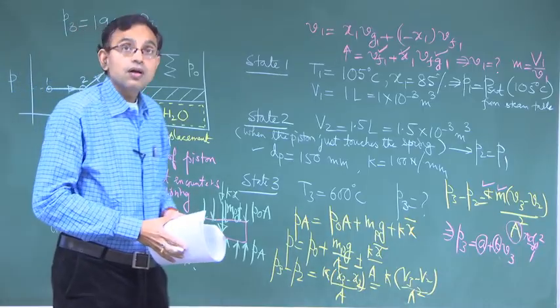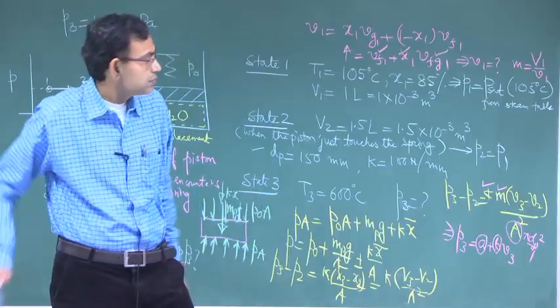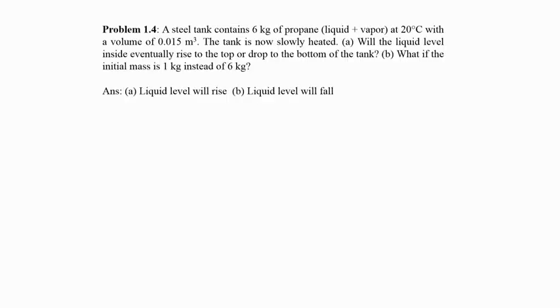So, we will go to the next problem, problem 1.4. A steel tank contains 6 kg of propane, liquid plus vapor at 20 degrees centigrade with a volume of 0.015 meter cube. The tank is now heated. So, this tank is closed. Will the liquid level rise or fall, and what if the initial mass is 1 kg instead of 6 kg.